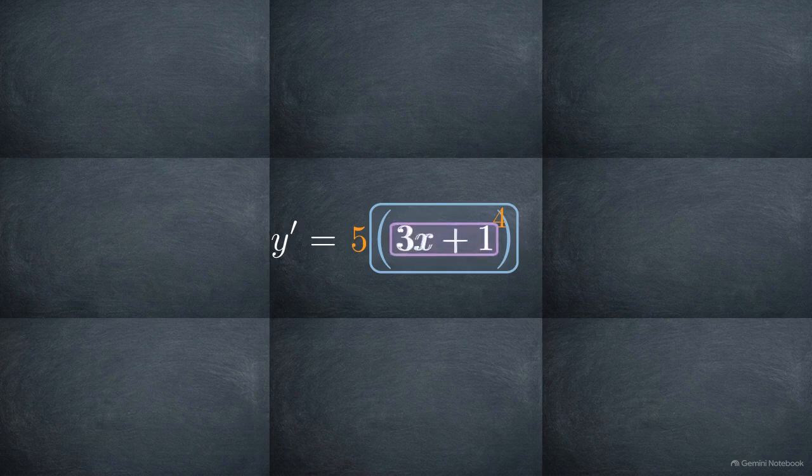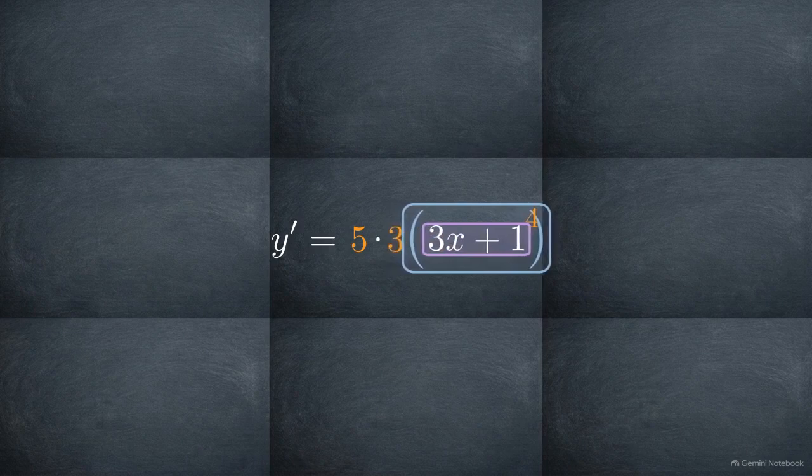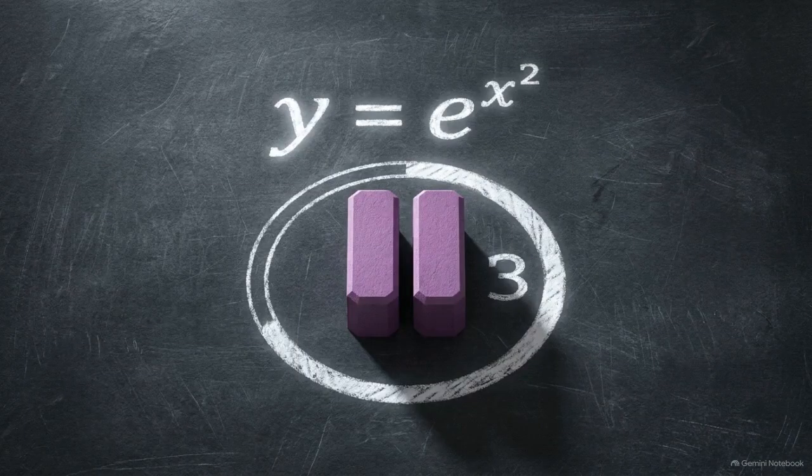Second, extract the derivative of the inner machine. The derivative of 3x plus 1 is 3. We multiply that against the entire outer structure to reach the final result, 15 times the quantity 3x plus 1 to the 4th. Test this framework on the equation y equals e to the x squared. Pause the video now, identify the layers, and solve it.